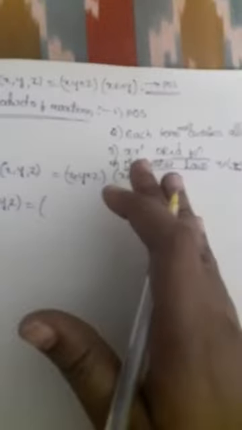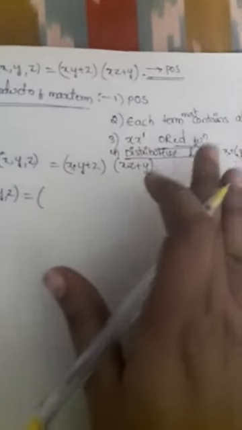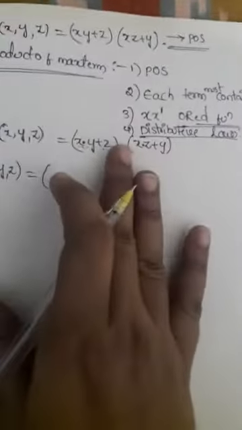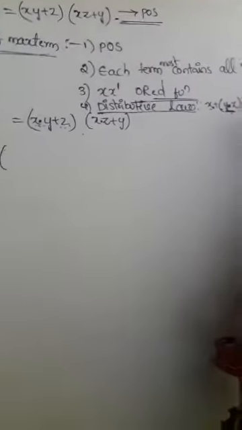So (x + y)(x + z). Like this we can divide it. Okay, this is a must-and-should rule. It is applicable for product of max terms. If any expression you are having is in product of max terms, that expression we first need to simplify, applying the distributive law.